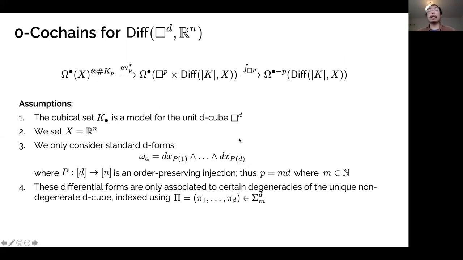Okay, I see. So in the previous construction, I mentioned that we need to choose differential forms for each P cube. And so what I mean here is that we will associate these standard D forms to specific cubes, and everything else will associate just the zero form 1 to it. Okay, thank you.